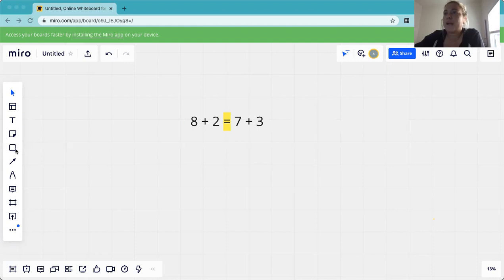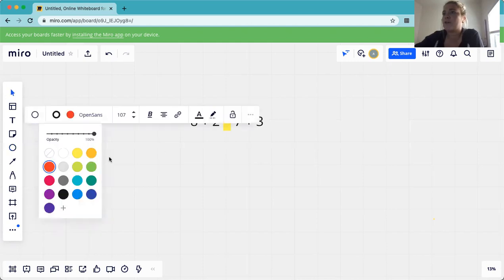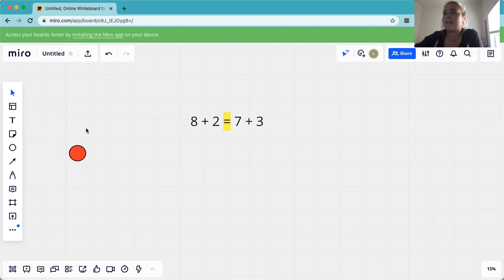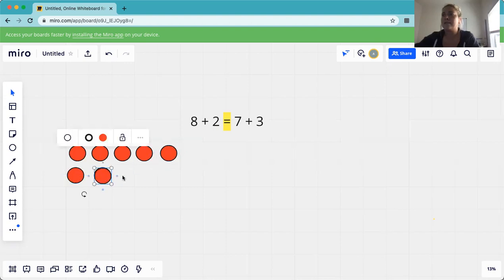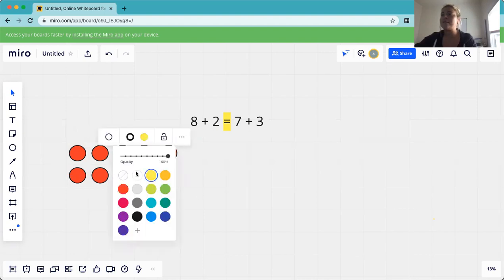So I'm going to start with my 8 plus 2. I'm going to use two different colored counters. I'm going to use my red first and then go into yellow. So my red is going to represent my 8. I'm going to make 8 of these. 3, 4, 5, 6, 7, 8. Now I'm going to use yellow to represent my 2. What I'm actually going to do is continue in my 10 frame. That way it's easier for me to count it.